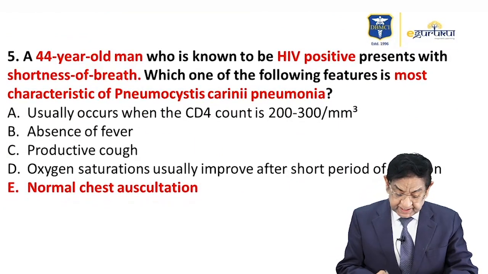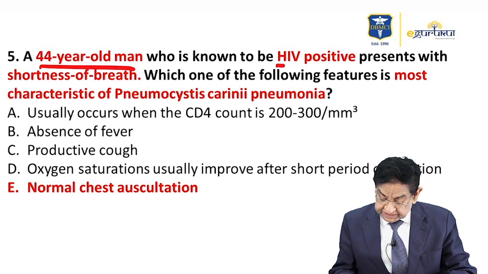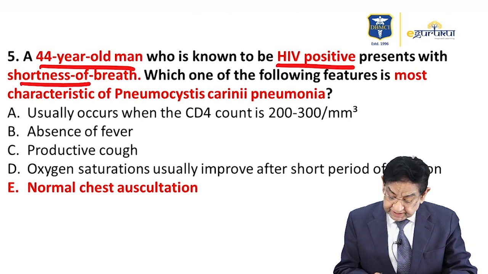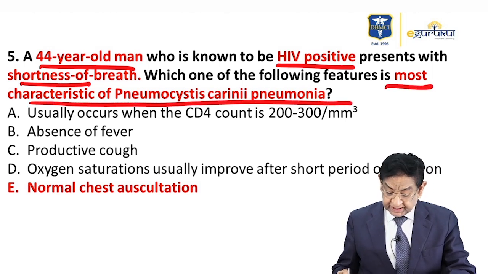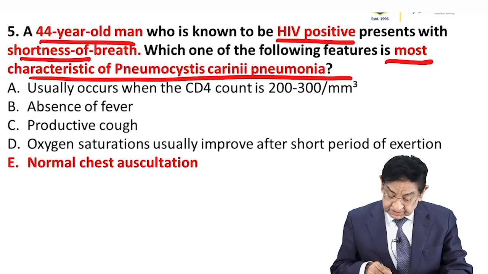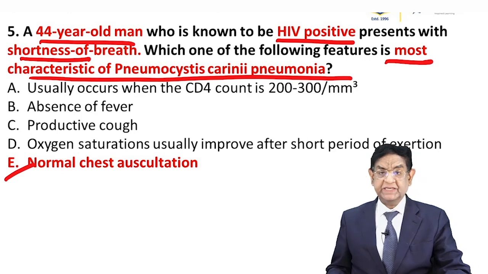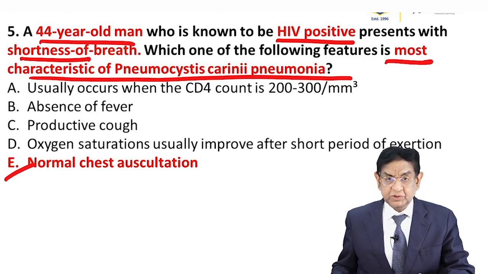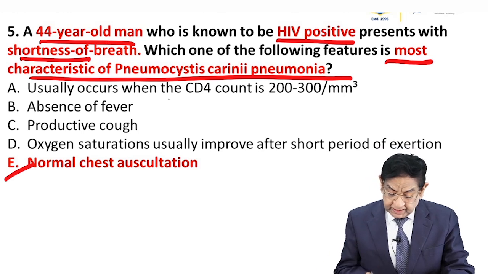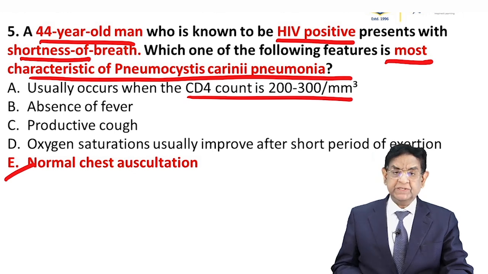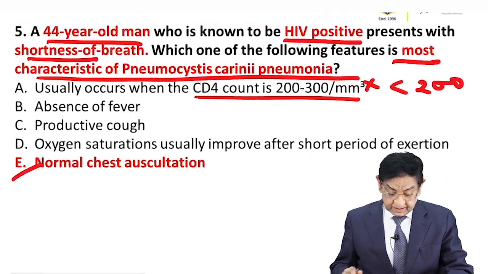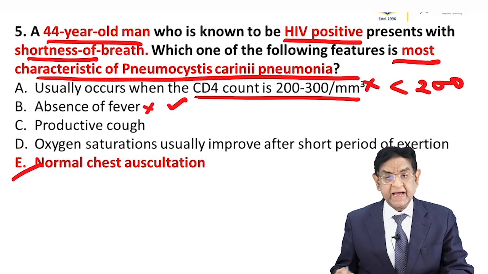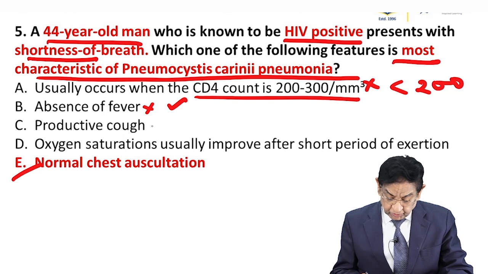Question number 5, again a 44-year-old man, HIV positive, with shortness of breath. Which is the most characteristic of pneumocystis carinii? The answer is normal chest auscultation. Let's use the rule out technique. It usually occurs when CD4 count is between 200 to 300? Wrong answer, it occurs when it is below 200. Absence of fever is a wrong answer, fever can be there. Productive cough? No, it is a dry cough.